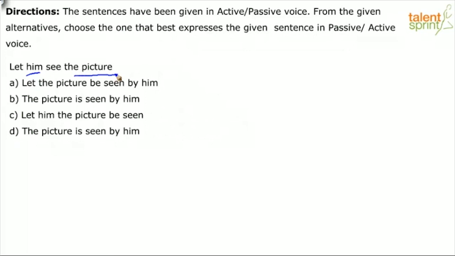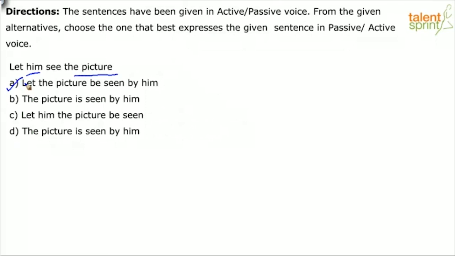See, both B and D are not relating to what meaning the active sentence is giving. He's not seeing the picture. You're asking this person, let him also see the picture. So B and C are giving me a completely different meaning. It's saying this person is seeing the picture. That's not what the sentence is saying, right? You need to retain the same meaning. The answer is A.